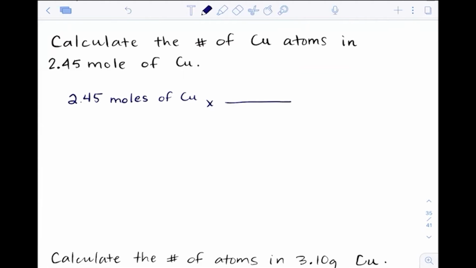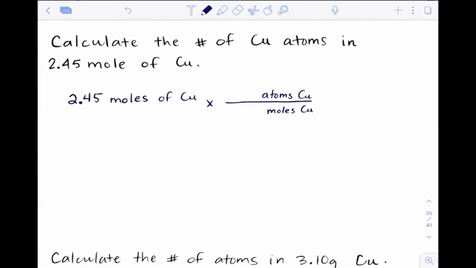We would use Avogadro's number. Now remember, when we are converting from one unit to another, we always want our desired unit in the numerator and our current unit in the denominator. What that does for us is it allows us to cancel between the numerator and the denominator. Our current unit is moles, and our desired unit is atoms.